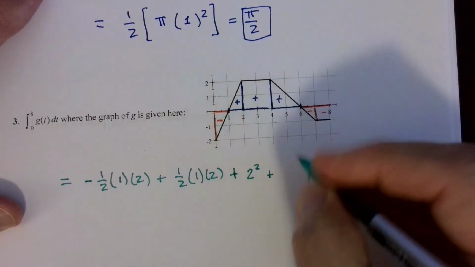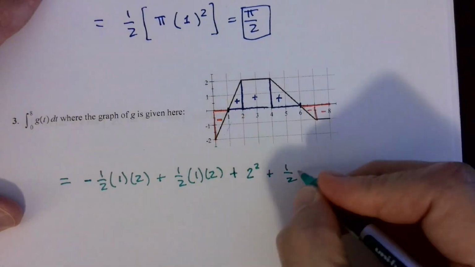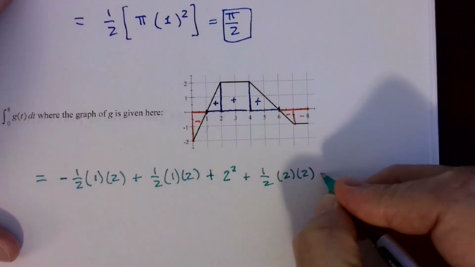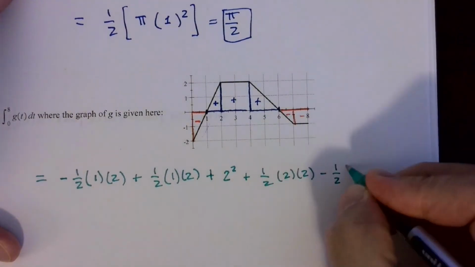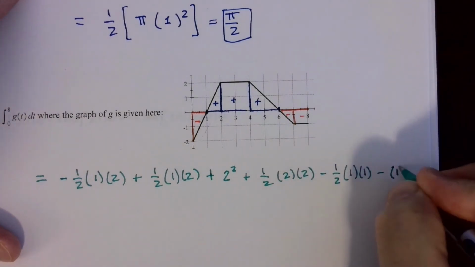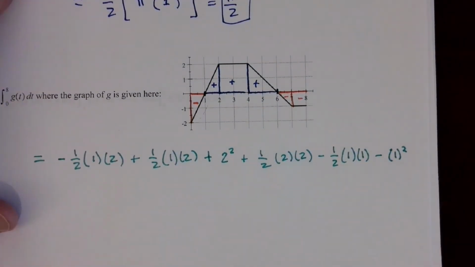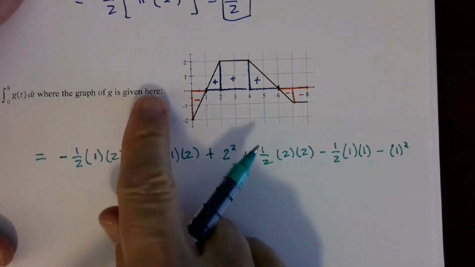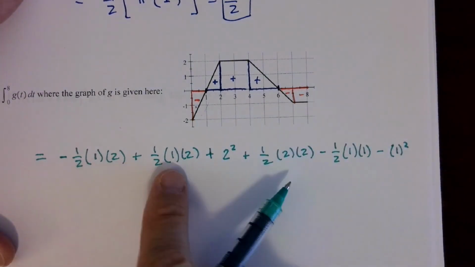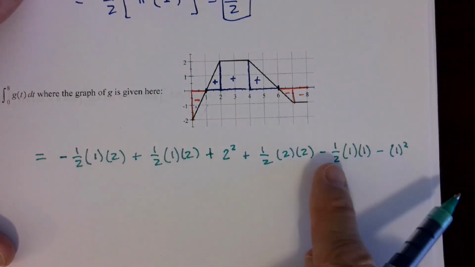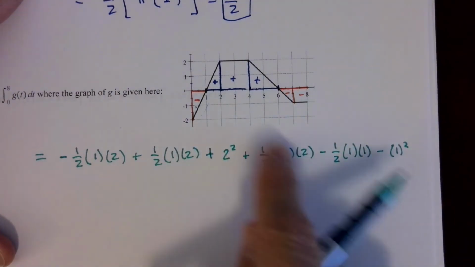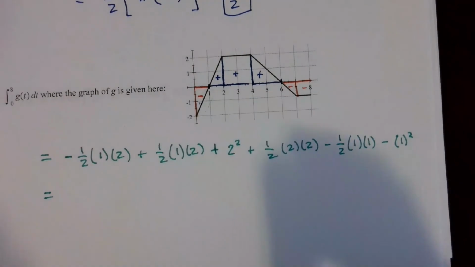And then this triangle has a base of 2 and a height of 2. And then the small triangle has a base of 1 and a height of 1. And then finally a square, which is obviously just 1 squared, or 1. Okay, so I've basically broken it up into 1, 2, 3, 4, 5, 6 regions, and here's the area in each of those. The negatives correspond to when the graph is below the x-axis, the positive when it's above the x-axis. Now we just can compute this.